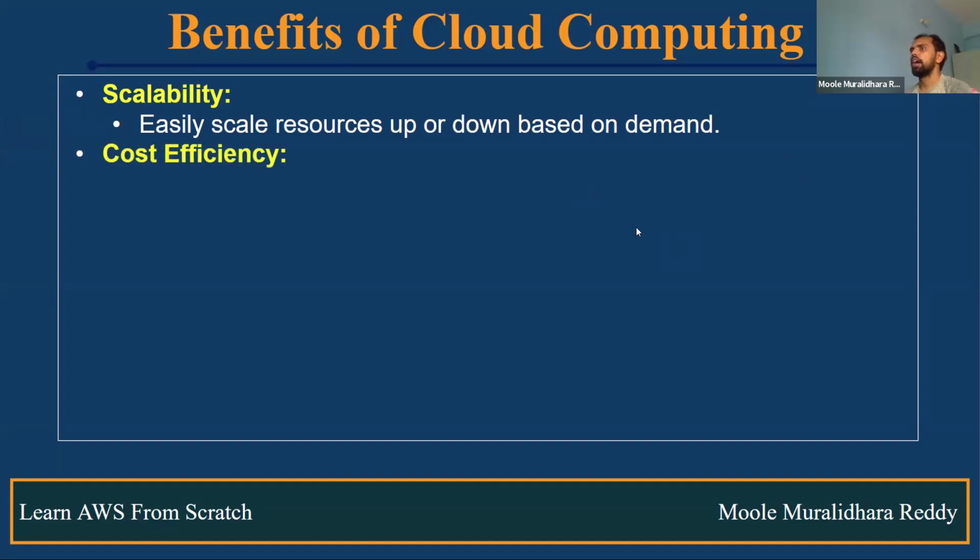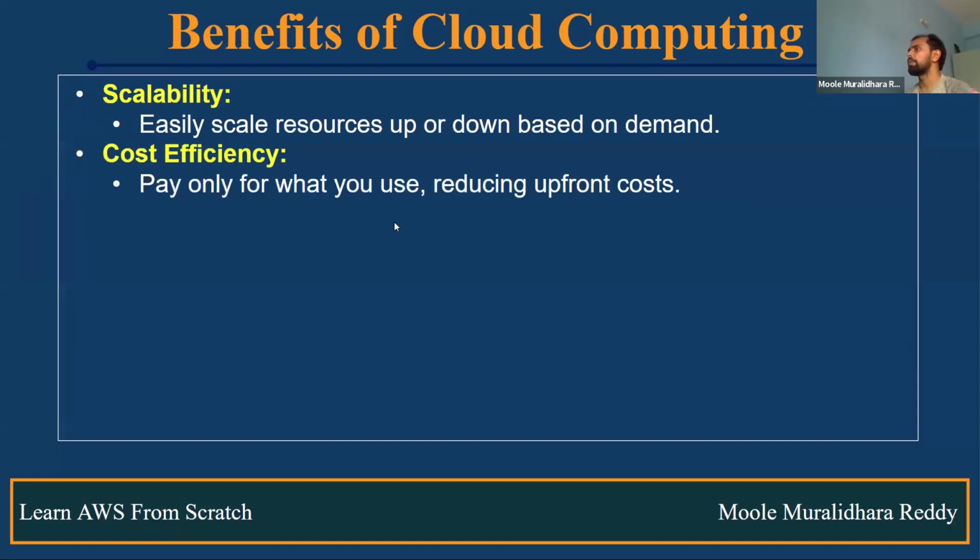Next is cost efficiency: we pay as you go. It means whatever I use, I have to pay for that. For example, if you use one EC2 instance in AWS for only 1 hour, you pay only 1 hour of charges. You don't need to pay anything more, and it also reduces the upfront cost.